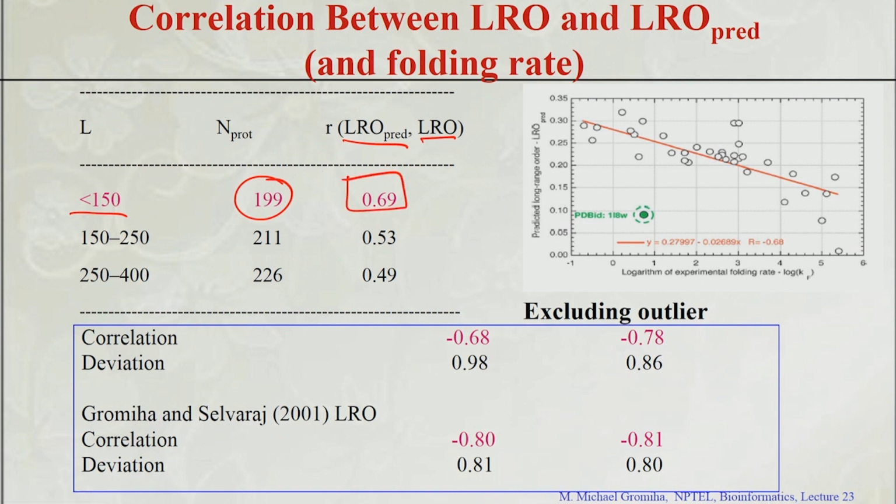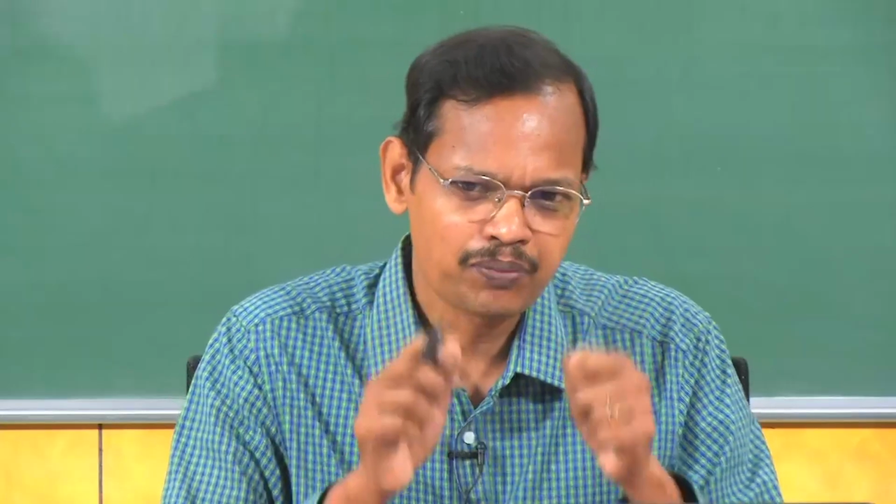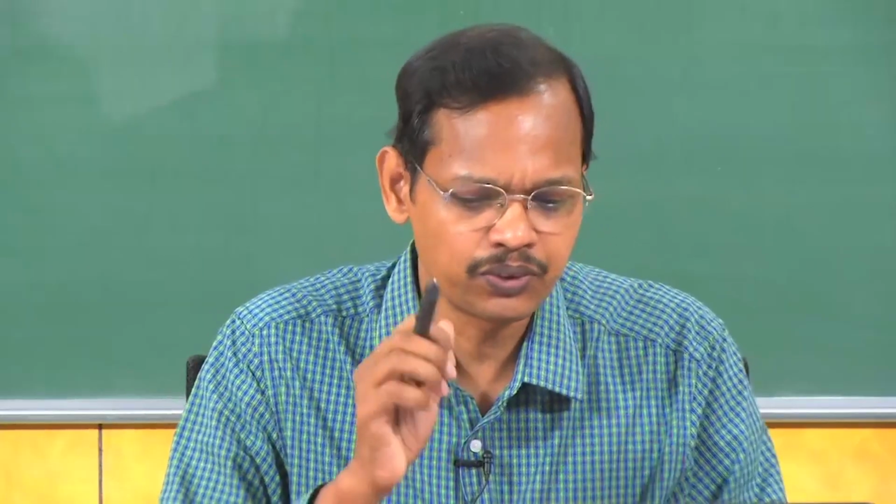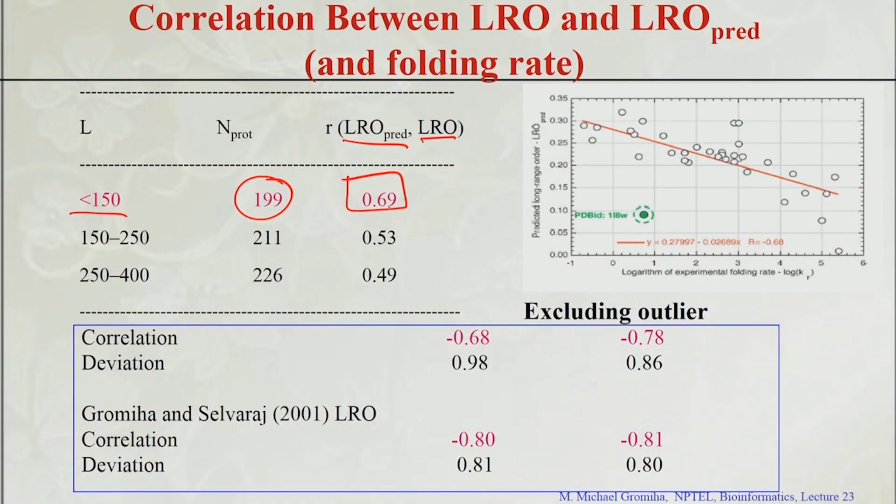So, in this case, if you predict the contacts, the predicted contacts help to get this long range order, but with a correlation of about 0.7. Now, they converted this information into predicting the folding rate, right. So, what they did was use all the predicted LRO and the same equation to predict the folding rate. So, here for a set of proteins you give the folding rate, right.